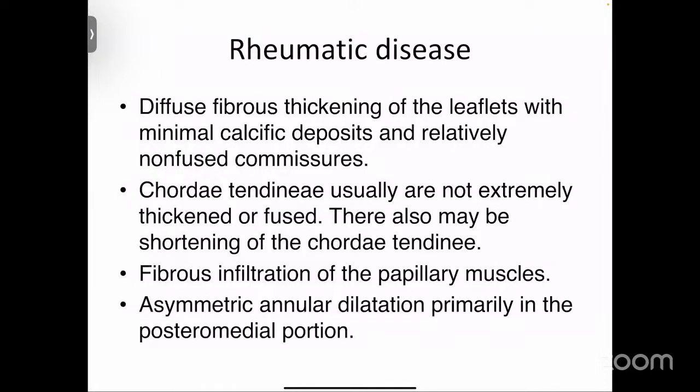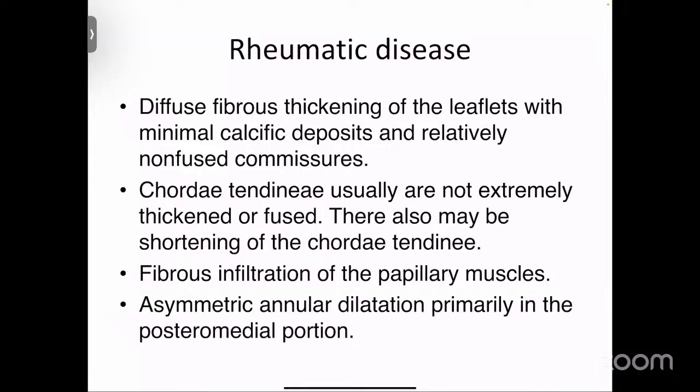Another cause of mitral regurgitation is rheumatic disease. It is unknown why rheumatic fever can sometimes lead to mitral stenosis in some patients and pure mitral regurgitation in others. However, in cases of mitral regurgitation caused by rheumatic disease, there is diffuse fibrous thickening of the leaflet with minimal calcific deposits and relatively non-fused commissures.